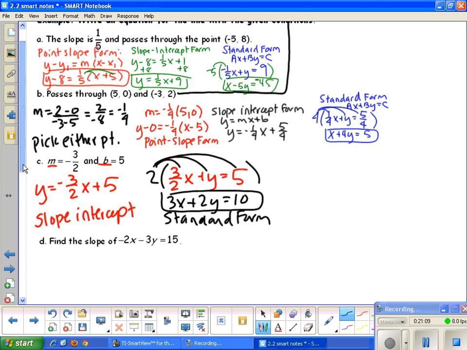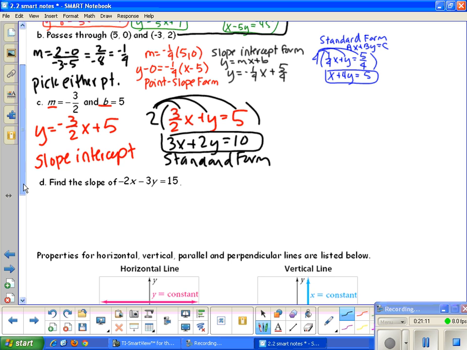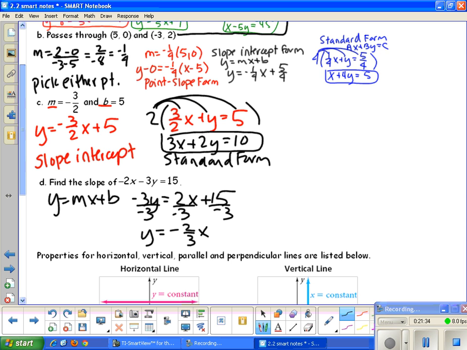And the next one says we want to find the slope of this equation. If I want to find the slope of this equation, pretty easy to do. You just have to solve for y and put it into y equals mx plus b, so slope-intercept form. First thing I would do is add the 2x to the other side, so -3y equals 2x plus 15. Then I would divide everything by -3. And we get y is equal to -2/3 x minus 5. So that means the slope is equal to -2/3.